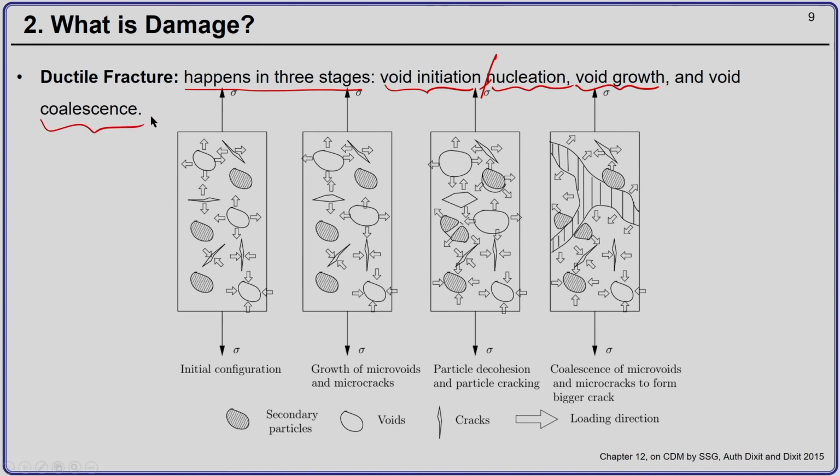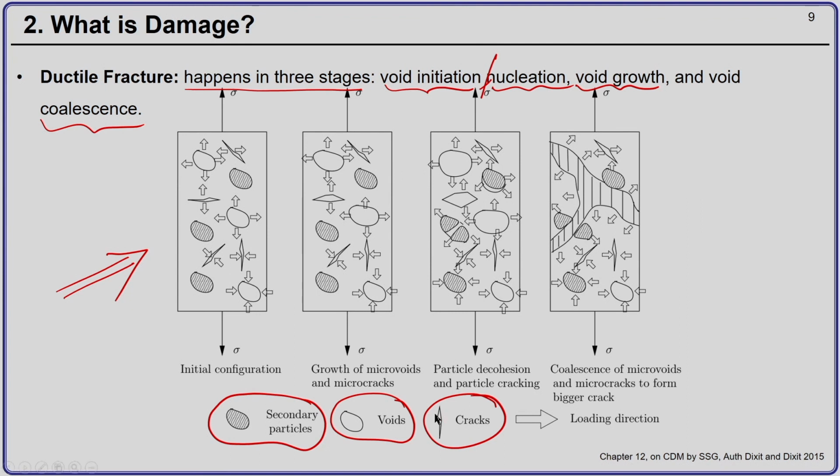So, what is meant by these? You can see in this particular image. Let us say this shows you the secondary particles. Inside a material there might be some secondary impurities present. These are particles of a different material than the actual material. So, the bulk material may be, say, iron, and the secondary particle might be some impurities. This represents the voids, and the cracks are represented by the following figure.